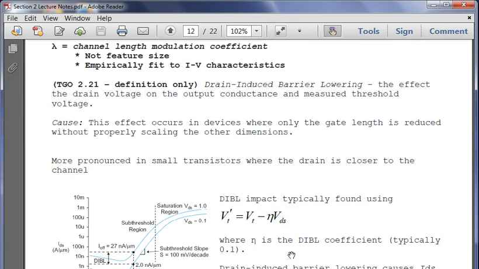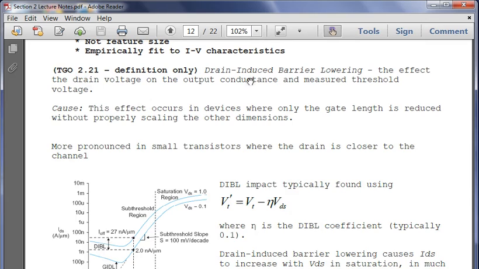Your drain-induced barrier lowering, TGO 2.21, we define as the effect of the drain voltage on the output conductance and measured threshold voltage. And this occurs in devices where only the gate length is reduced without properly scaling the other dimensions. So this is DIBL. You'll often see this as DIBL, as you see here. And this is a very good description right here.